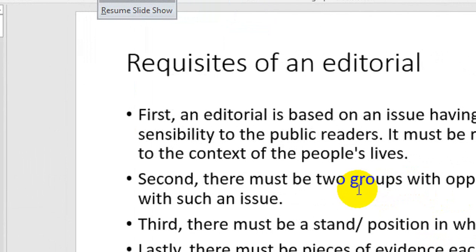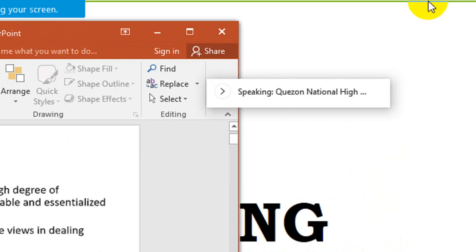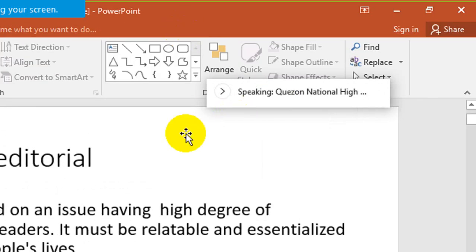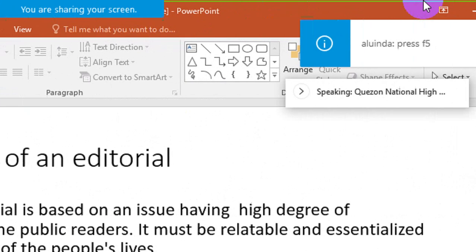So imagine there are two groups arguing about, for example, a certain issue. For example, who between ABS-CBN and GMA7 is the top-rated television network. So one group will perhaps side with the ABS-CBN, and the other group perhaps would choose GMA7. So in other words, there must be an issue.